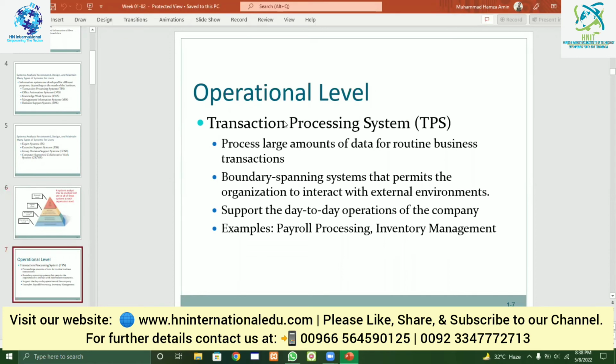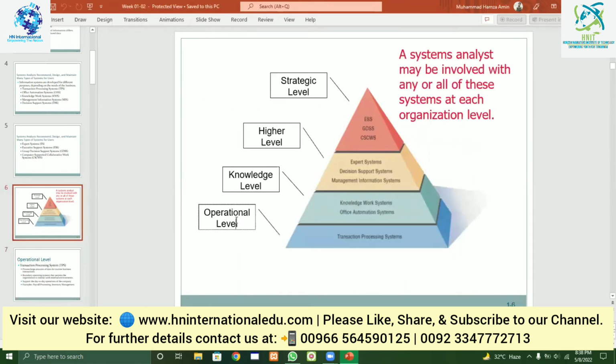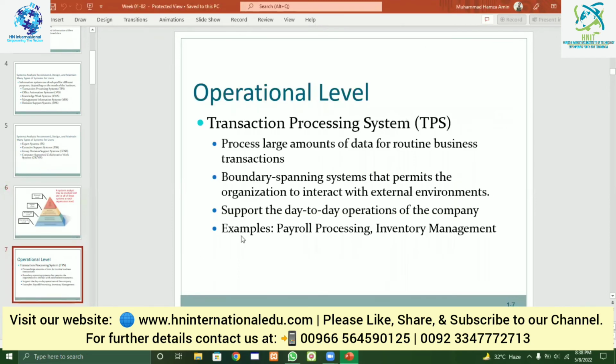The next slide is for the operational level. At the operational level, we have the transaction processing system. Here you have the example of payroll processing. If you want to give salary to your employees, you have to call it payroll. If you are giving salary to your employee, this process is called the payroll process.